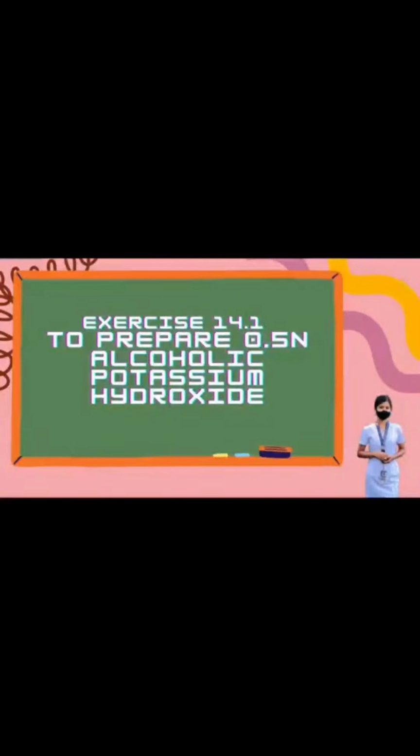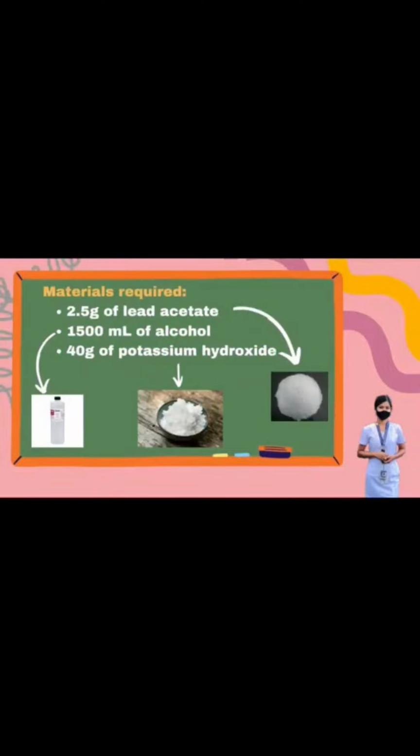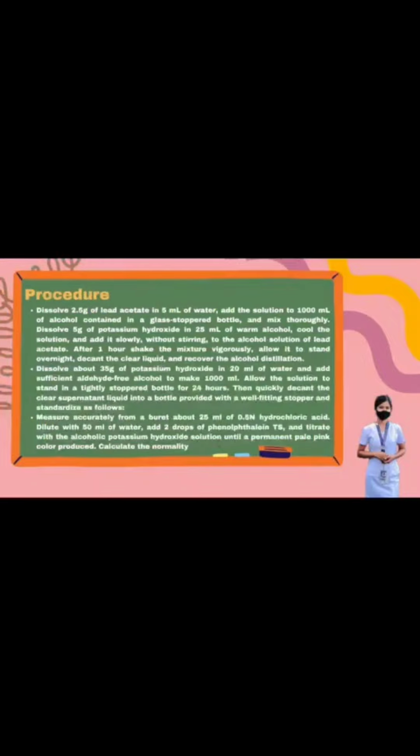Exercise 14.1. To prepare 0.5 normal alcoholic potassium hydroxide. Materials required include 2.5 grams of lead acetate, 1,500 ml of alcohol, and 40 grams of potassium hydroxide. So here's the procedure. Dissolve 2.5 grams of lead acetate in 5 ml of water. Add the solution to 1,000 ml of alcohol contained in a glass stoppered bottle and mix thoroughly.